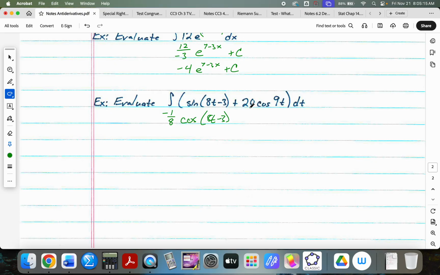Then what are we going to have to multiply this 20 by? 1/9. So that's going to be, no, not 29, 20 over 9. And what's the antiderivative of cosine? Sine. So it'll be plus 20 over 9 sine of 9t plus c. We're finding the general antiderivative, so they should all have plus c's on them. Any questions? Okay.